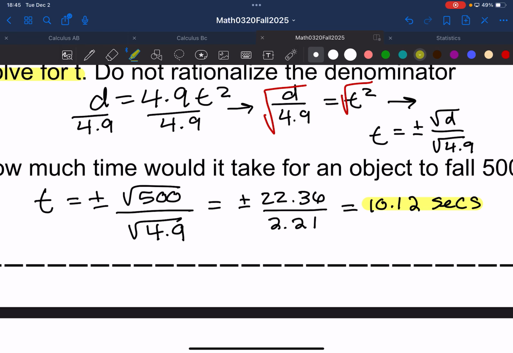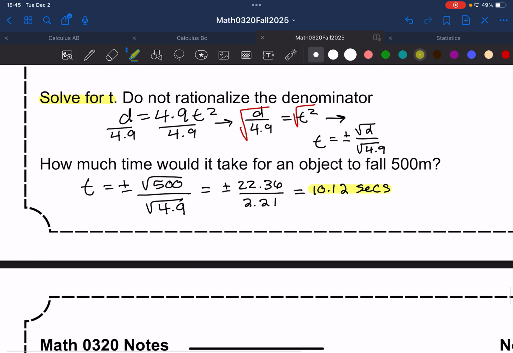So would it make sense to say that it would take the object negative 10.12 seconds to fall 500 meters? Can it go back in time? No. So it's only positive. So that's why I dropped the plus or minus, and now I'm left with a positive 10.12 seconds for the object to fall 500 meters.